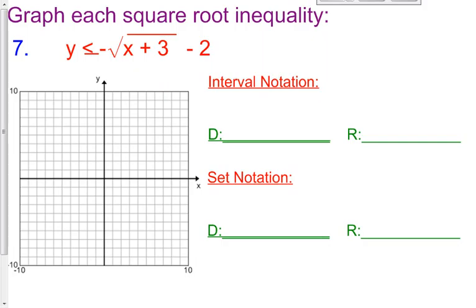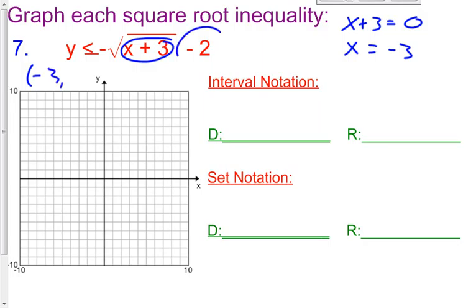Your vertex, where your graph starts, is when this equals 0. So when does x plus 3 equal 0? When x equals negative 3. So at negative 3, and then your y coordinate is this negative 2. So at (-3, -2), there is your first point. Now you had this negative sign in there, class, so that's going to play a role in how your graph looks. Let's put this into our graphing calculators.